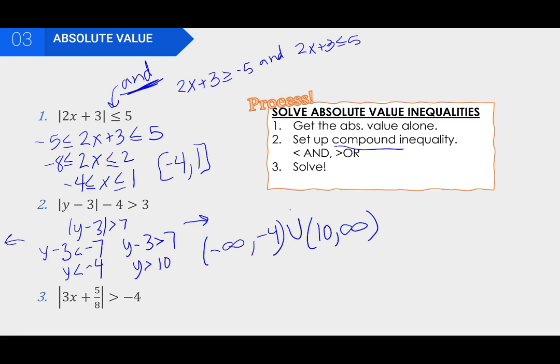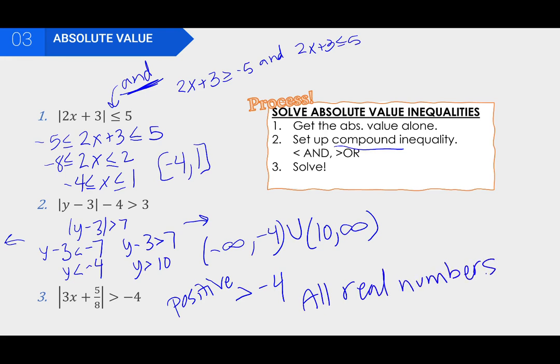All right, on number 3, again, we have to remember the definition of absolute value will always give us a positive number. So if we have positive greater than negative 4, how often is a positive number any positive number greater than negative 4? All the time, because negative 4 is always negative. So this one is actually all real numbers. You don't have to set it up or solve it. Just figure out, well, that's always going to be true. Or you can write infinite solutions. Interval notation would be all the way from negative infinity to positive infinity.